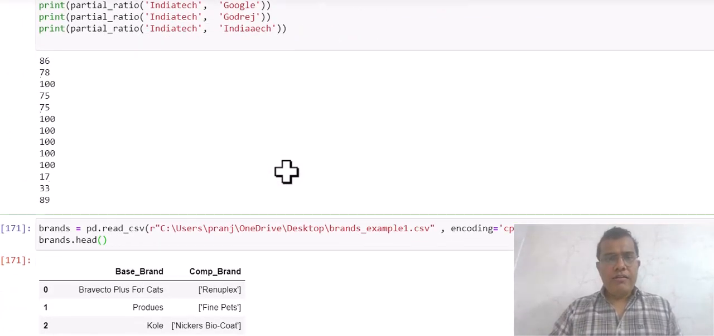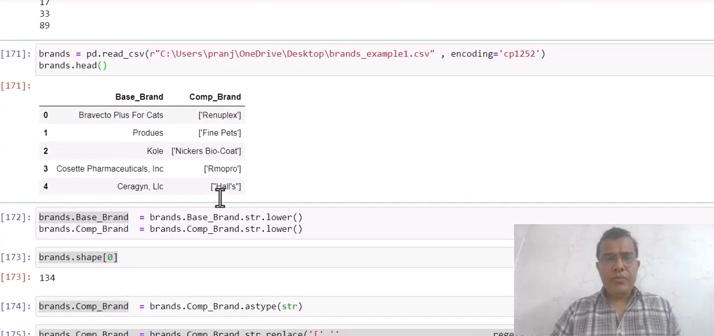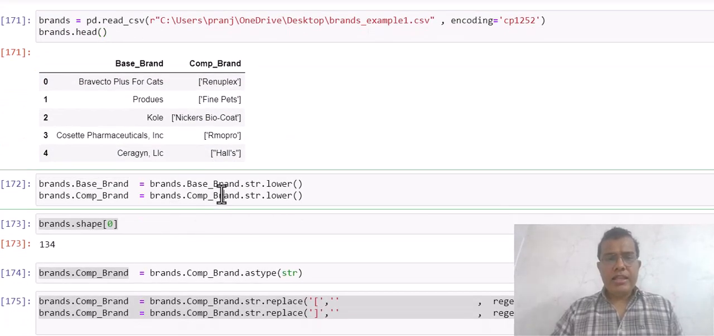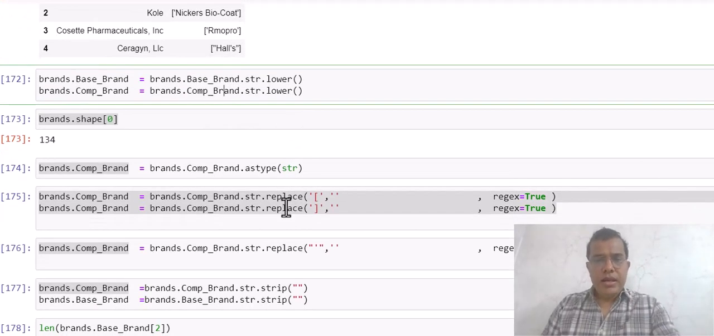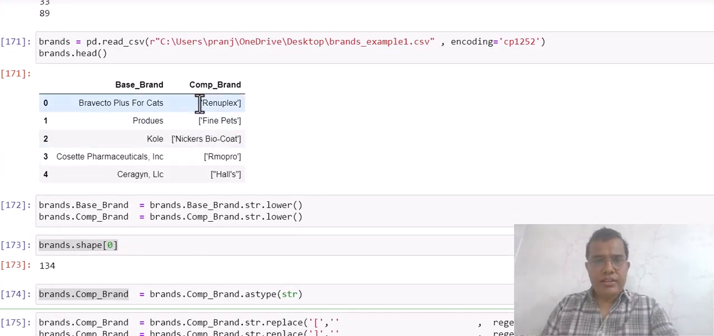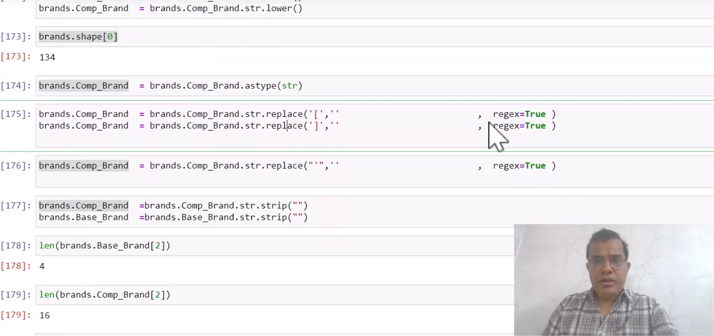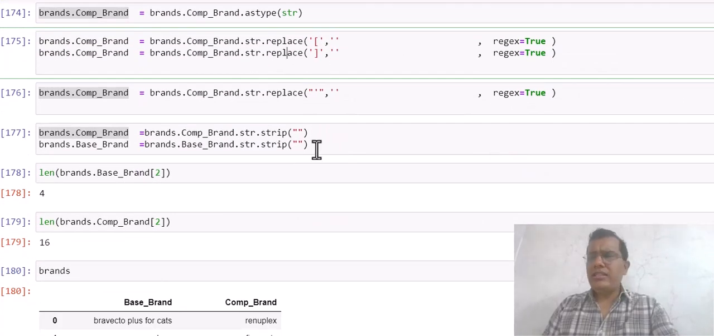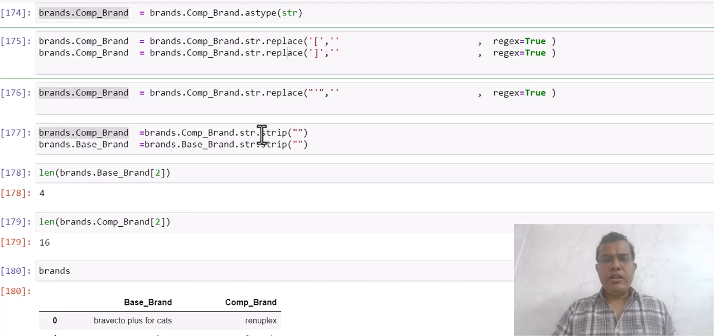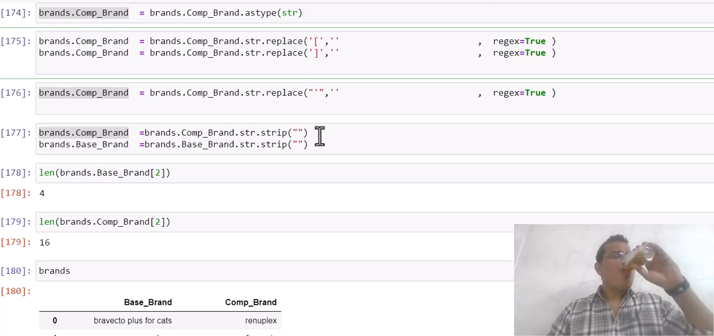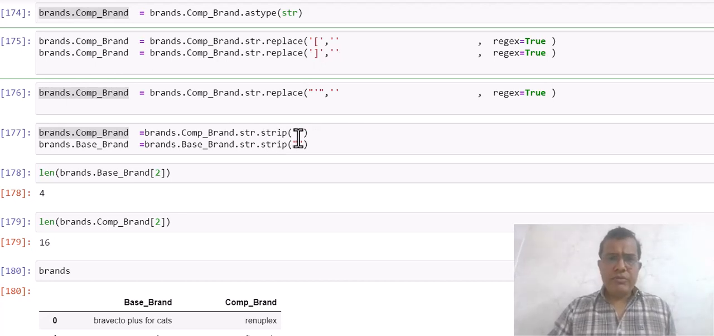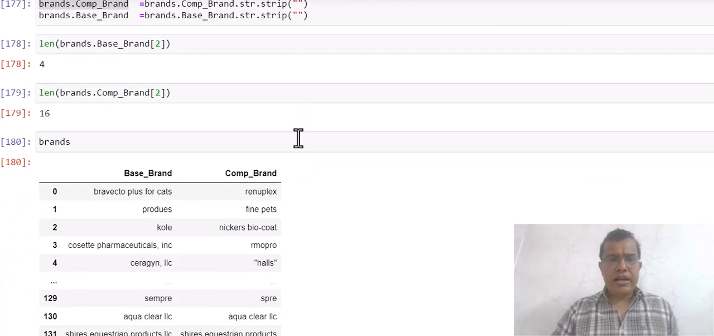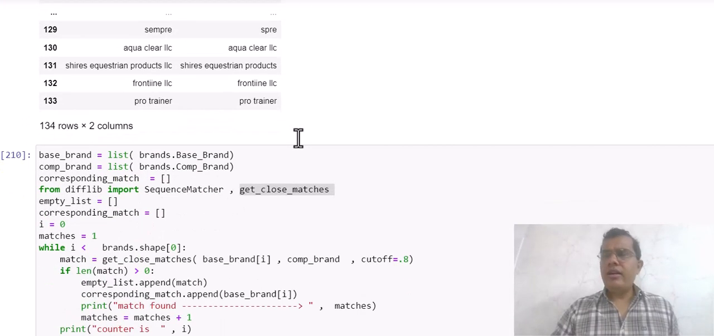First of all, I have quickly read the file and then I'm performing some data cleaning, converting the text into lowercase and dropping these extra brackets which are present, by setting regex equal to True and dropping them. This is the data cleaning part. I'm not discussing this in detail, so you can directly understand it. It's simple code. I am removing the extra white spaces at the start and at the end. And then this is how my data looks.